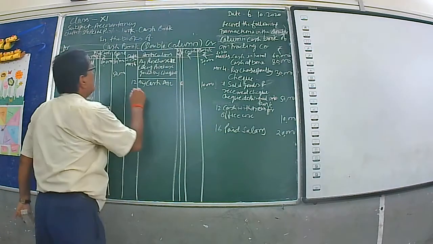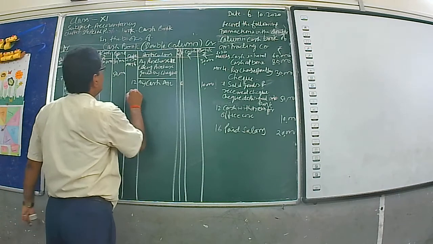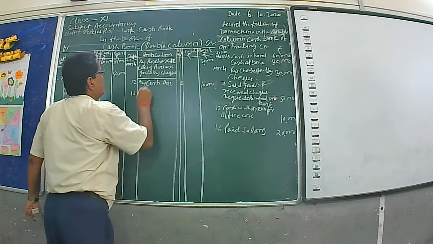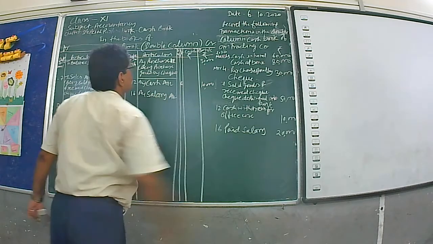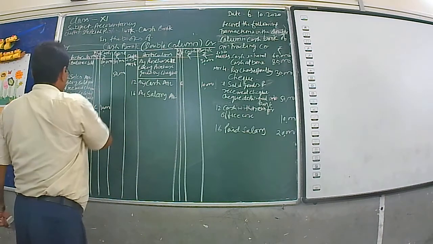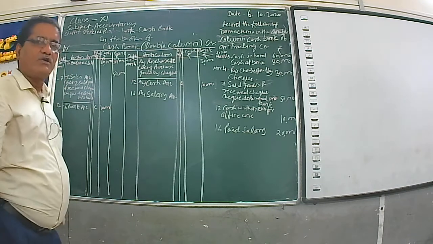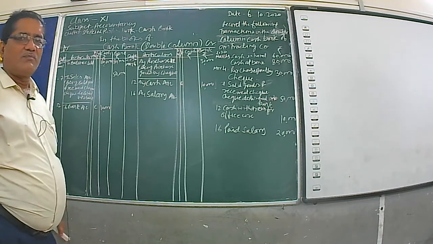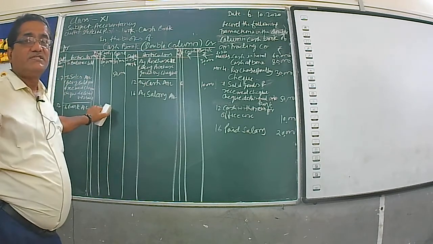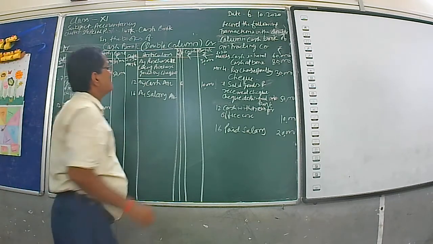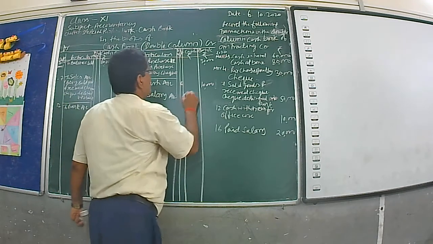Here the date will be 16, by salary account. No need to write the narration for this one. You can also write narration for a contra entry, but it is not compulsory, because you have mentioned the C here. C denotes contra. By salary account, and that amount is 20,000.